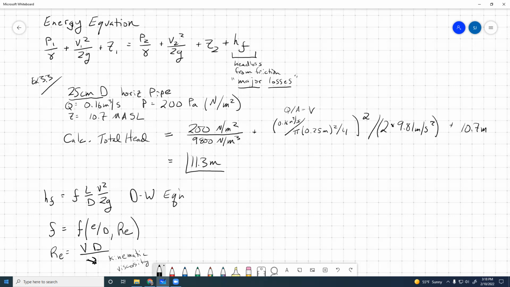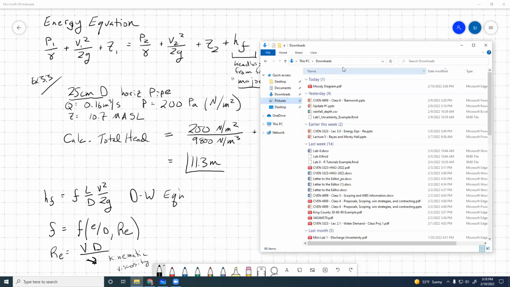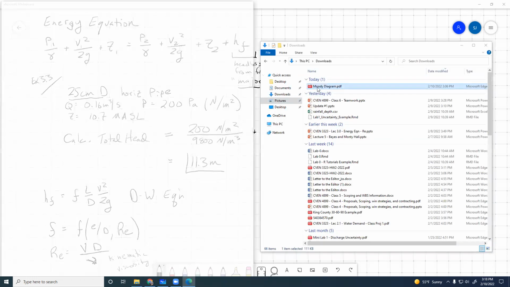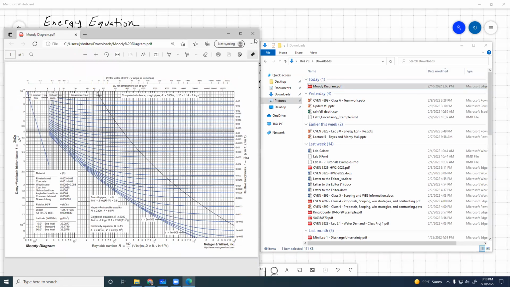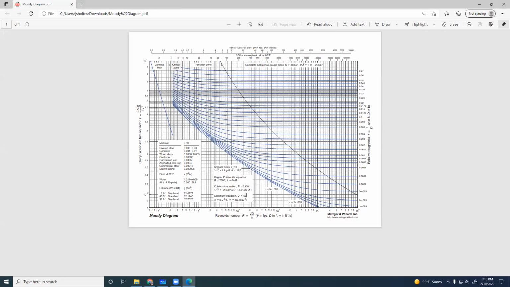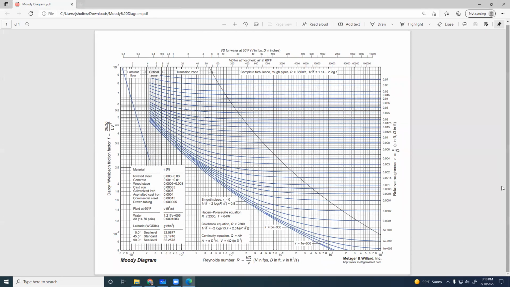Great. Let's take a look at the Moody diagram one more time, and then we'll go into doing these problems together. So last time, see if I can sketch on this.